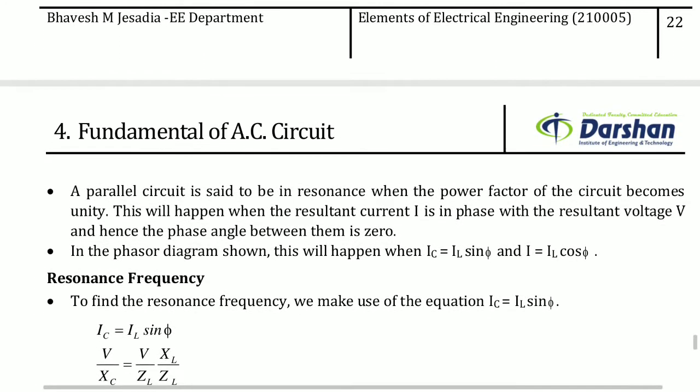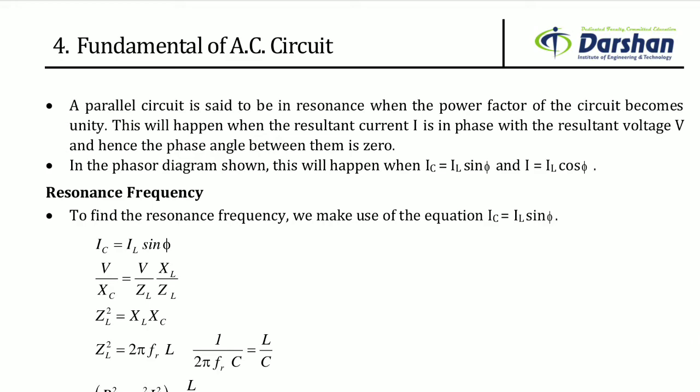A parallel circuit is said to be in resonance when the power factor of the circuit becomes unity. That means the net inductive and capacitive effect is zero in the circuit. This happens when the resultant current I is in phase with the resultant voltage. That means the current flowing in the circuit is always in phase with the applied voltage, or resultant voltage, and hence the phase angle between them is 0.